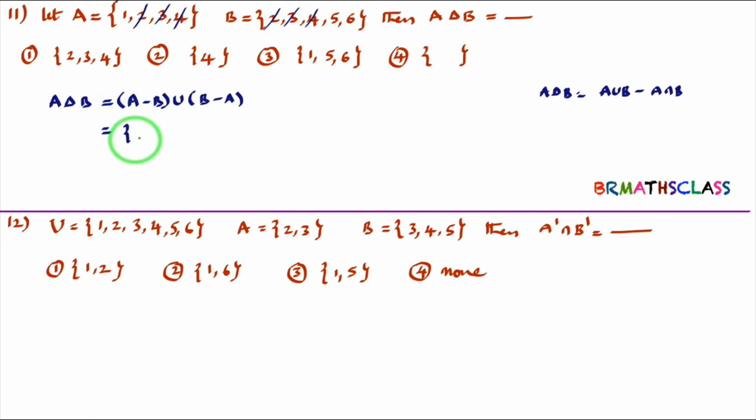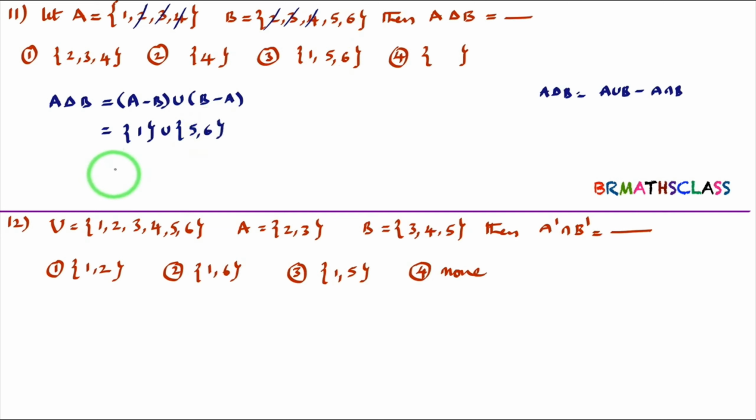So what is A minus B? A minus B is the set 1, union B minus A. B minus A means what? All the elements present in B but not in A. You observe these elements are present in B, and these elements are present in A also. But actually what is B minus A? All the elements present in B only but not in A. That means what should you write? The remaining elements in set B, that is 5, 6.